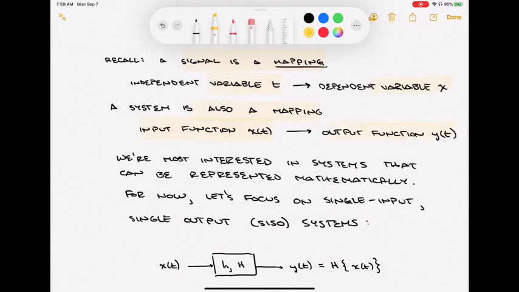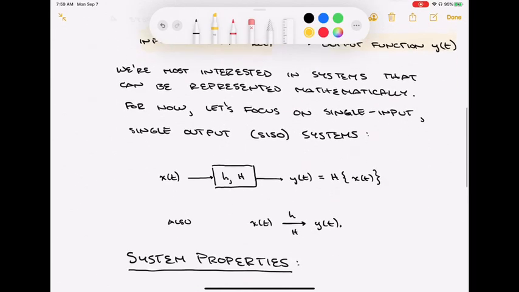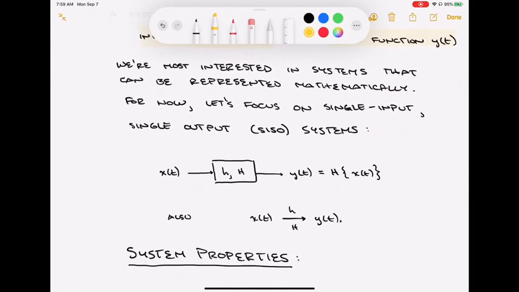So both signals and systems are mappings. A signal maps an independent variable t to a dependent variable x, and a system maps an input function x of t to an output function y of t. We're most interested in systems that can be represented mathematically. The reason that we want that is obvious. If we can do it mathematically, we have a chance of being able to design systems and understand systems in a very precise and reproducible way.